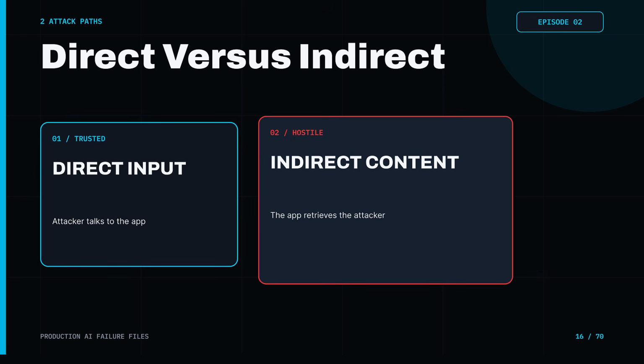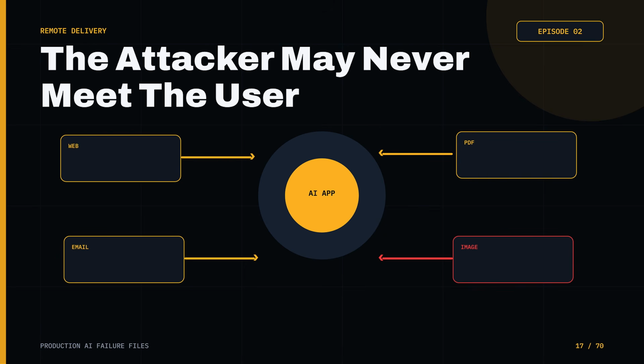There are two paths into this failure. The first is direct prompt injection. The attacker can talk to the application and tries to redirect its behavior through the input field. The second is indirect prompt injection. The attacker plants instructions somewhere else and waits for the application to retrieve them. In the indirect version, the attacker may never meet the user and may never have an account in the target application. The attacker only needs control over something the AI reads: a web page, a document, an email, a calendar invitation, a database field, an issue description, or even content inside an image.